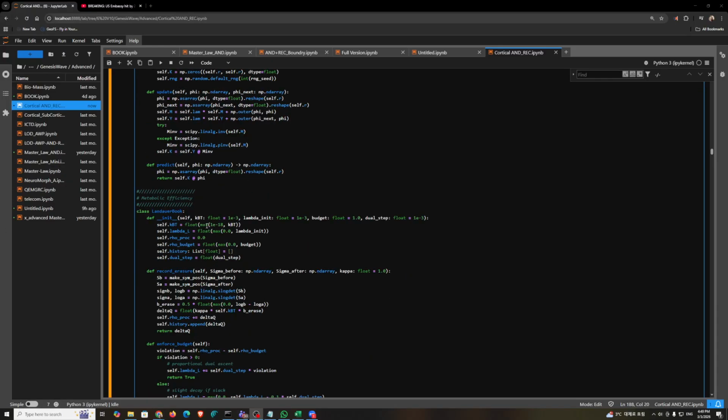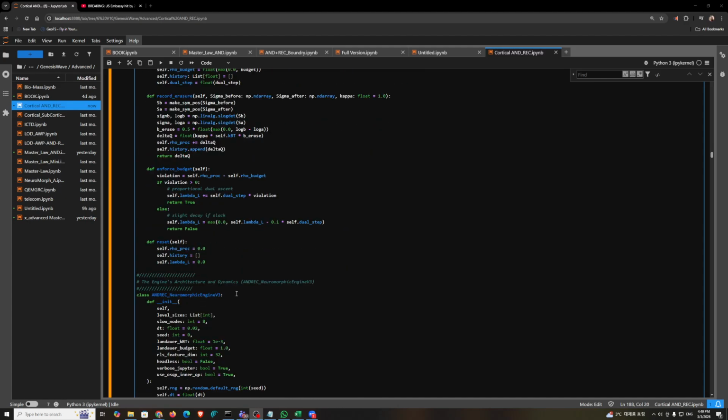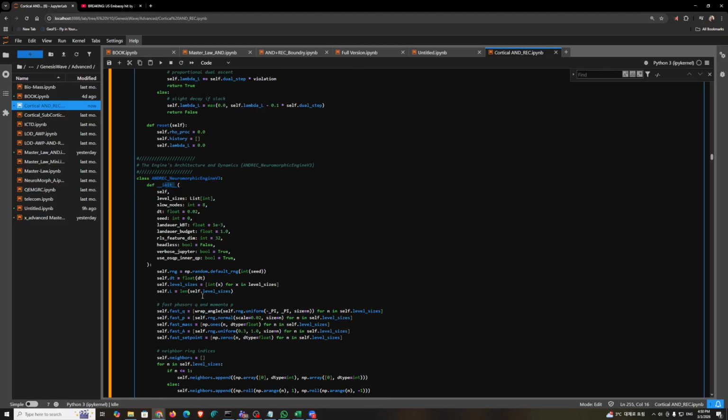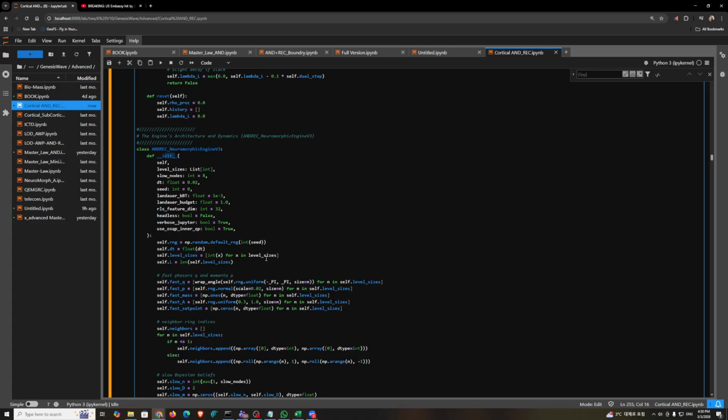So let's talk about the engine's architecture and dynamics down here. This is the Andrack Neuromorphic Engine version 3. And this is the core class that brings everything together. It orchestrates the complex interplay of the fast cortical dynamics and the slow subcortical learning memory, and also the energy management. So you have an init function here, because when you create the Andrack Neuromorphic Engine object, it's like constructing a brain just out of thin air here. We have to define its hierarchical structure.